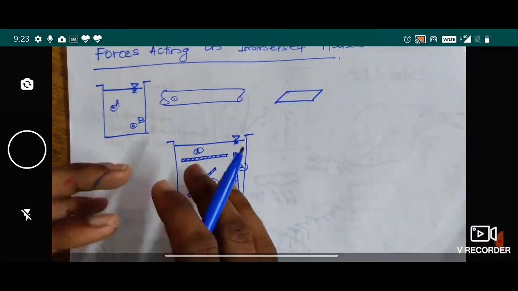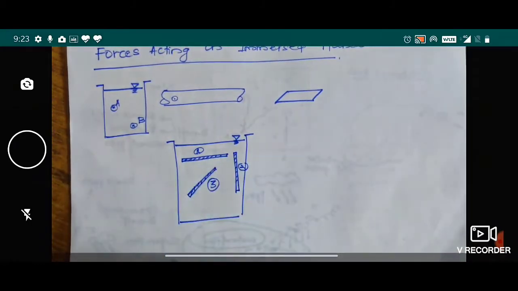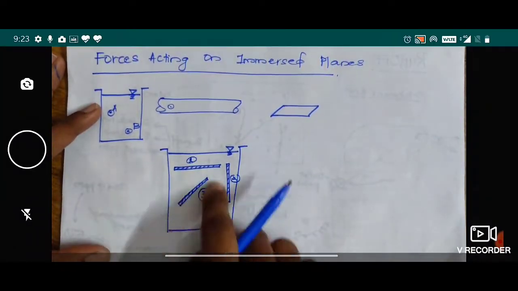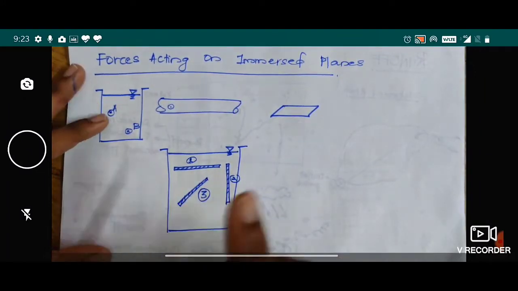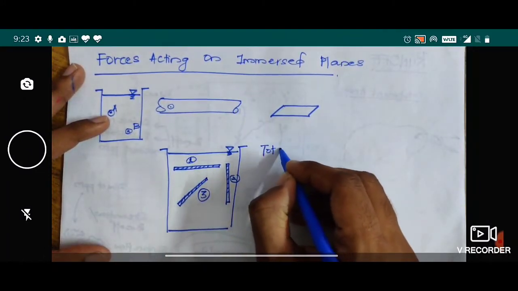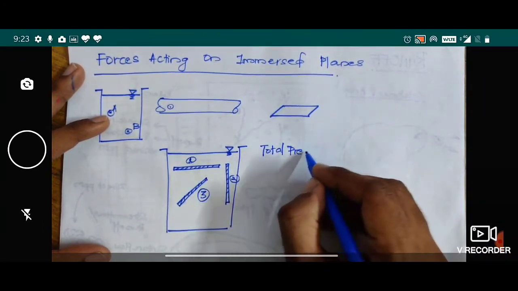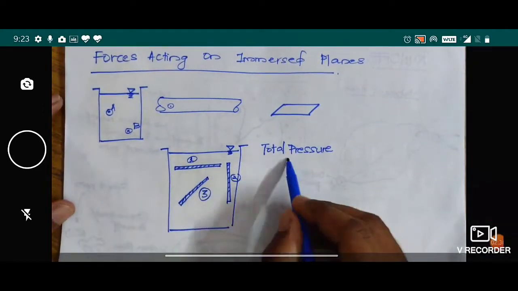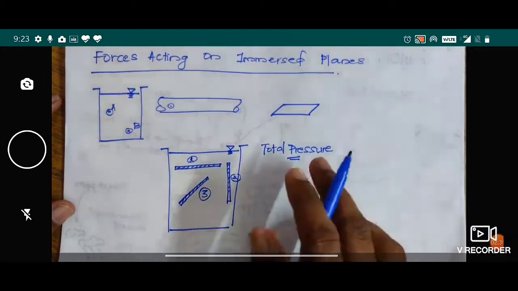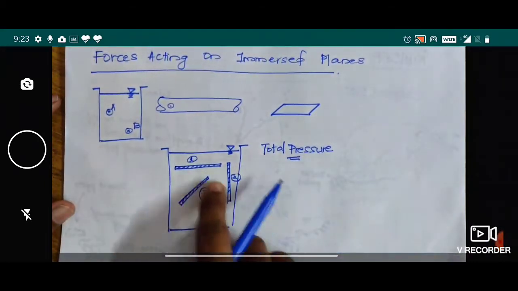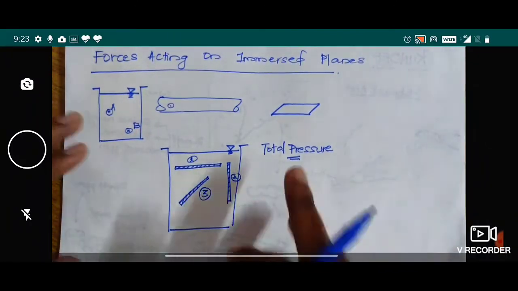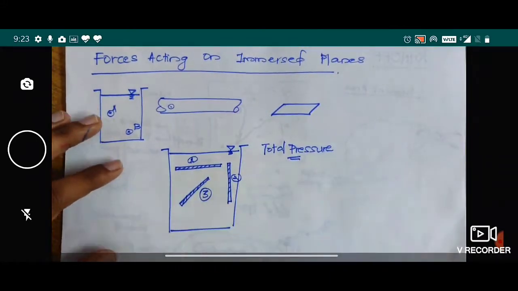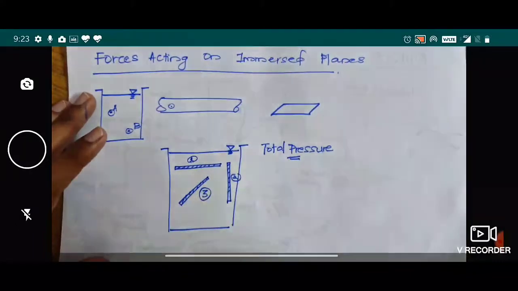Each time it will be experiencing different types of pressure and a different kind of force. The force that is acting on the plane due to pressure is called the total pressure. Though the name is pressure, it means the total force acting on a plane surface or any surface because of the liquid pressure. It is actually not a pressure; it is the force due to the pressure.